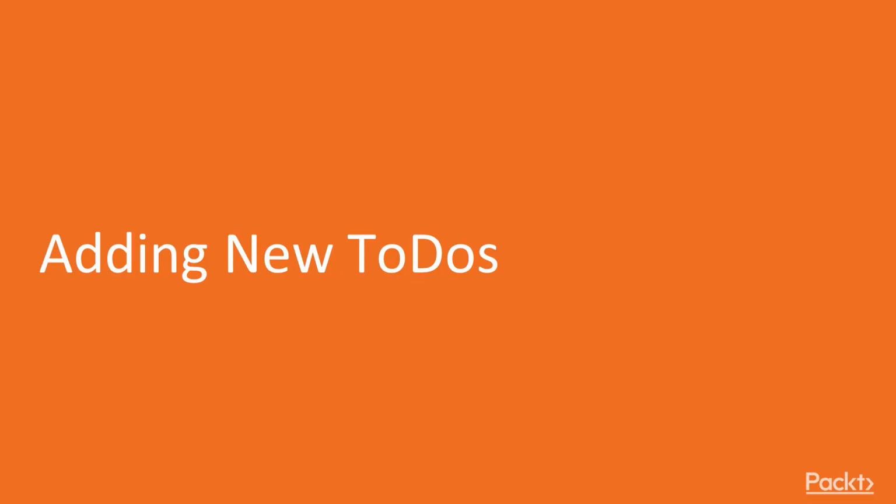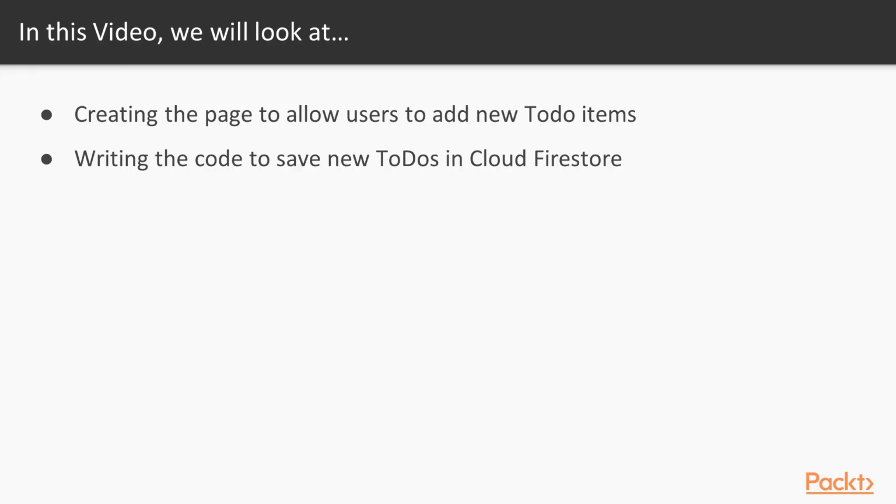In this lesson, we are going to add the functionality to add new to-dos using the Ionic application. So we'll start by creating a new page in our application that will allow the users to add new to-do items, and then we'll save those to-dos on Cloud Firestore in a new collection called ToDos.